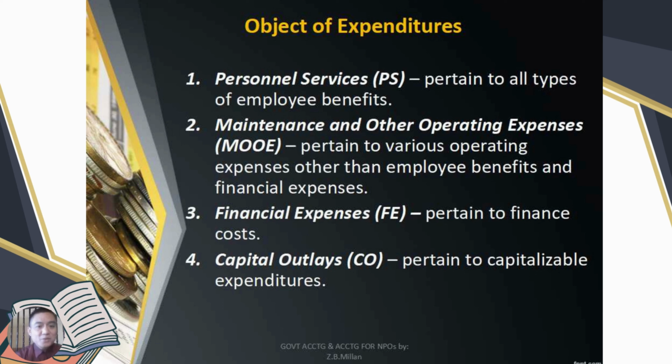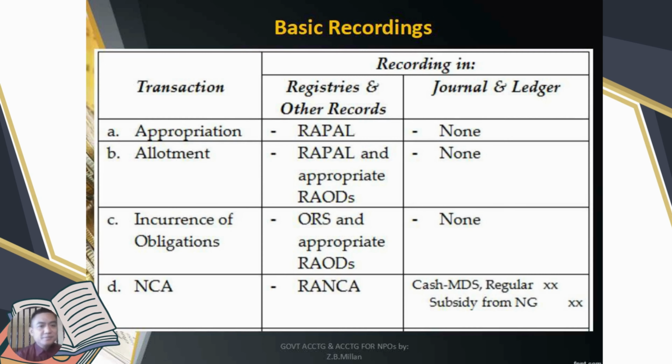Financial expenses pertain to finance costs. So what will fall under this? For example, interest expense. When a government agency borrows, absolutely there will be interest added, and that will fall under the financial expenses. Capital outlays pertain to capitalizable expenditure. For example, projects and other property, plant, and equipment will fall under capital outlays.